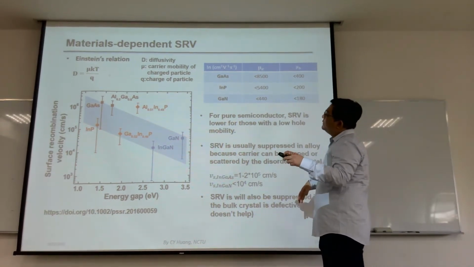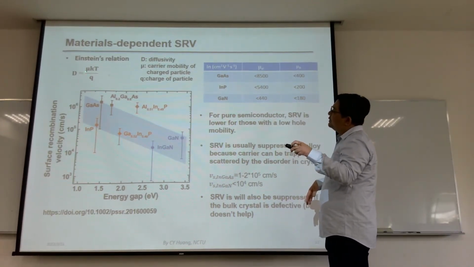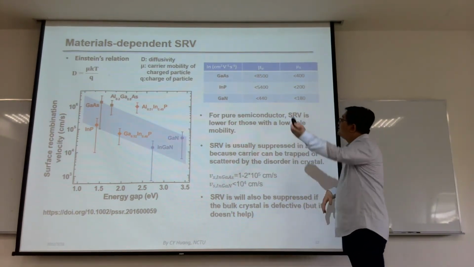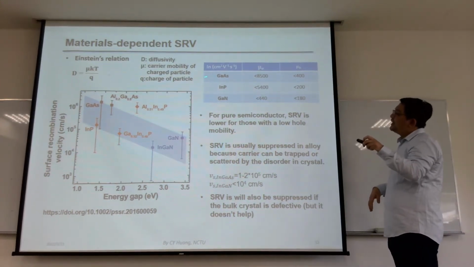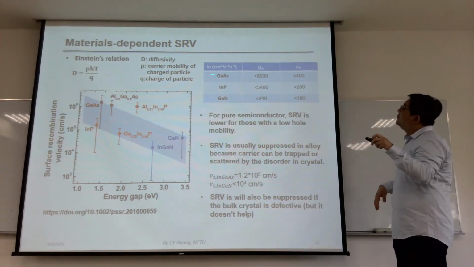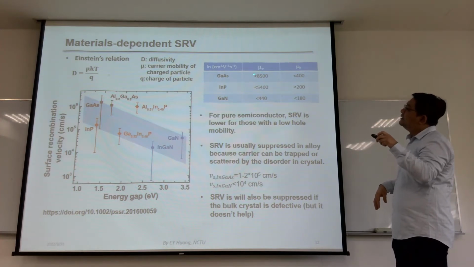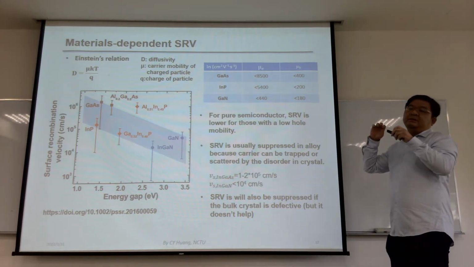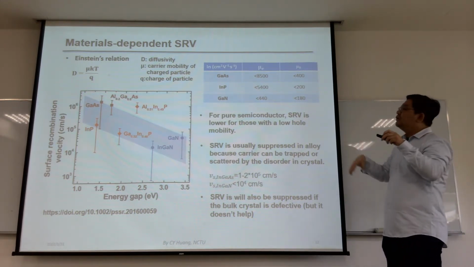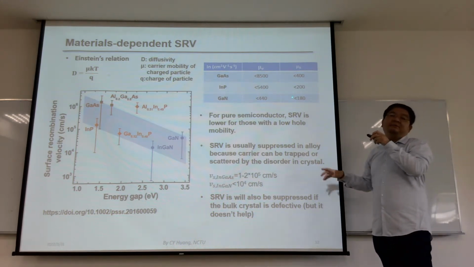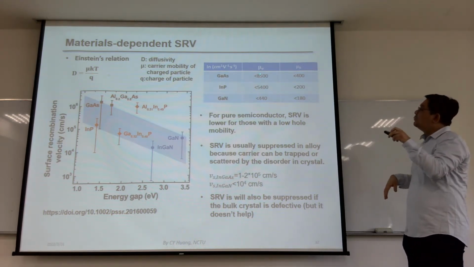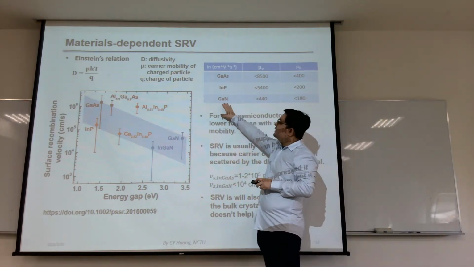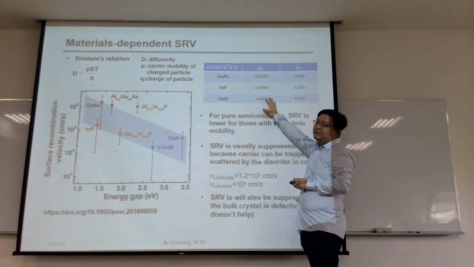Alright, so we can compare the carrier mobility of some common semiconductors. For example, for gallium arsenide, the electron mobility with intrinsic doping, in the undoped case, is pretty high. It could be 8,000. Compared to gallium nitride, the carrier mobility is much lower.